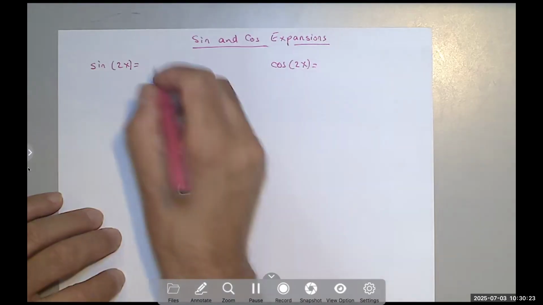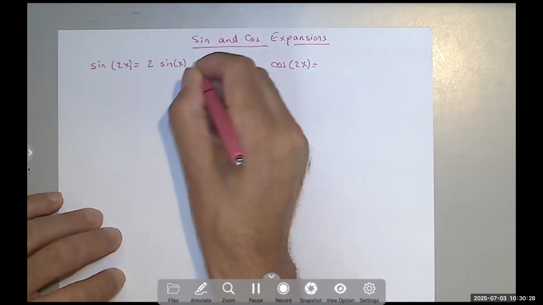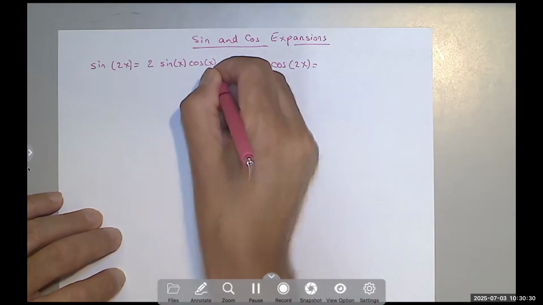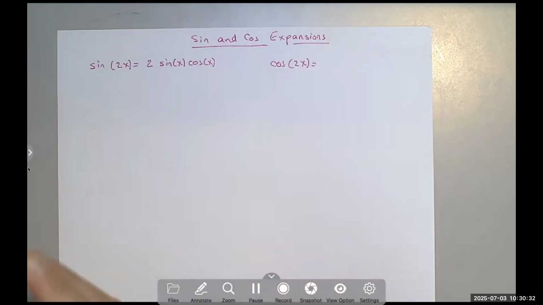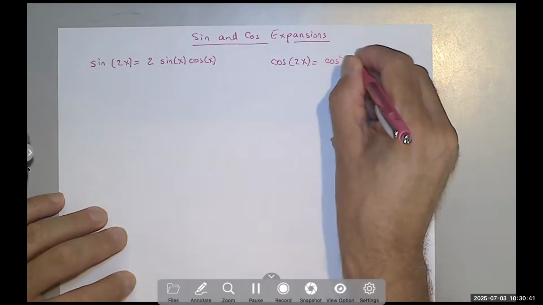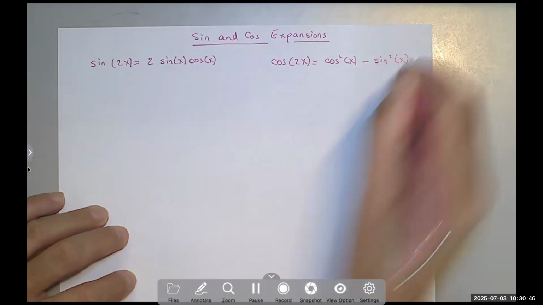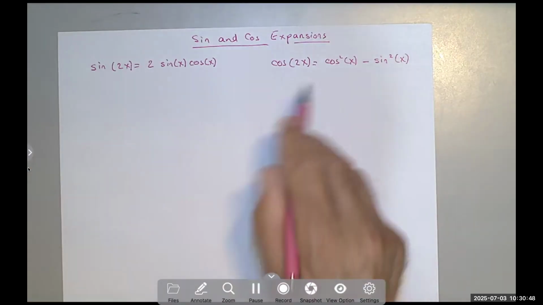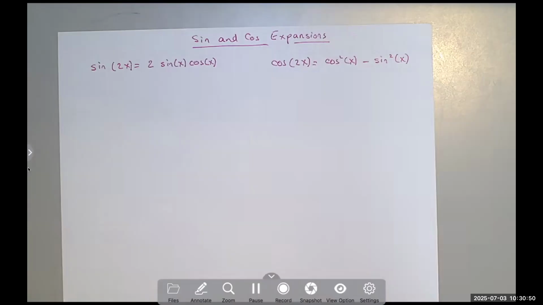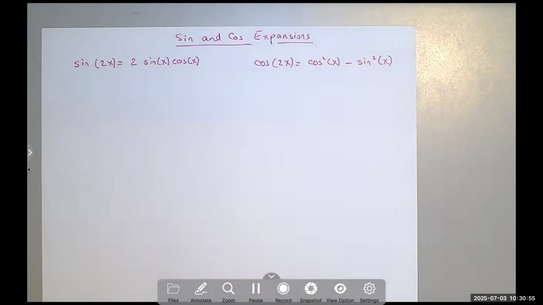You know that sine 2x is 2 sine x cosine x. And cosine 2x comes in 3 flavors, right? One of them I'm interested in, which is cosine square x minus sine square x. Notice that you can write it as 2 cosine square x minus 1 or 1 minus 2 sine square x, but this is the one I am looking at.